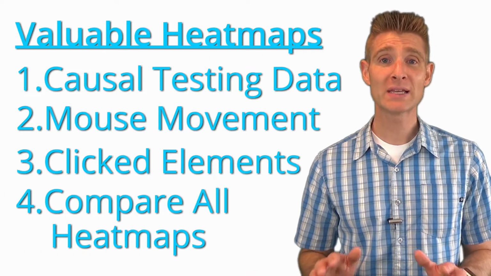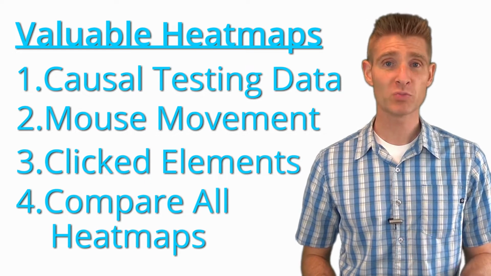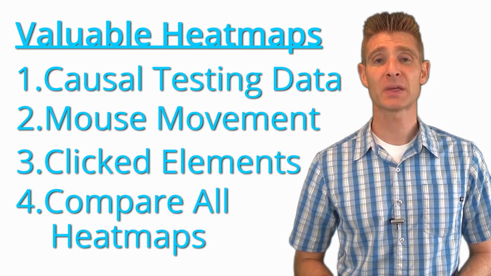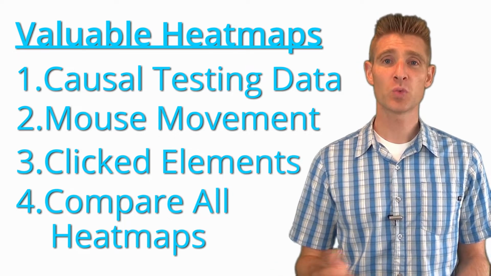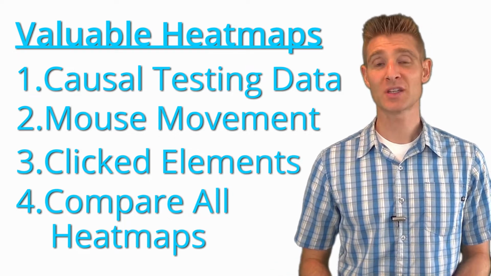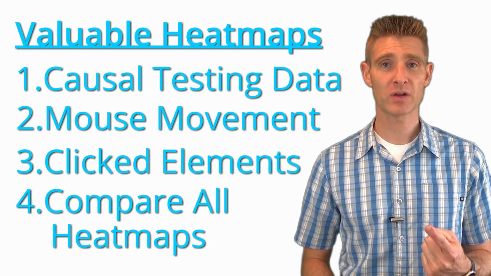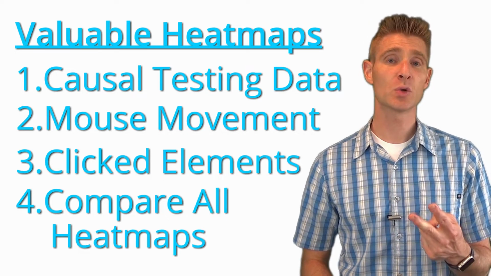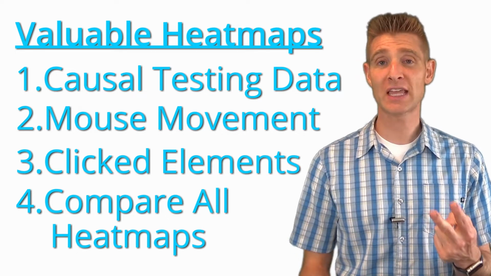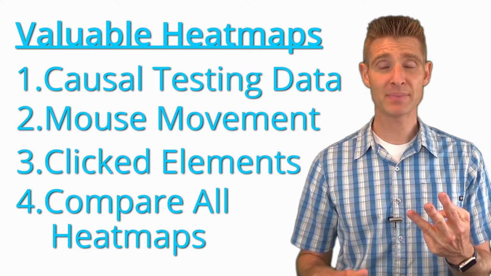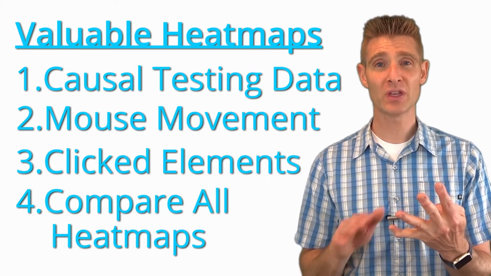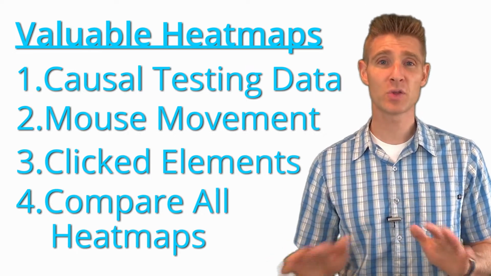Step number 4 is to really compare the heat maps, both the mouse movement heat maps and the clicked heat maps, because that comparison, that causal comparison as part of a test is what helps you learn about the visitor experience. So step number 1, only look at heat maps when you've done it as part of a test. Step number 2 is to look at the mouse movement to see where the failures and gaps are. Step number 3 is to look at the click data, the click heat map data. And step number 4 is to make sure that all that you're looking at is in comparison to the other variations of the test.